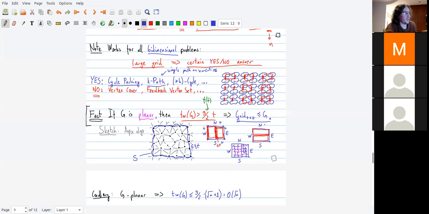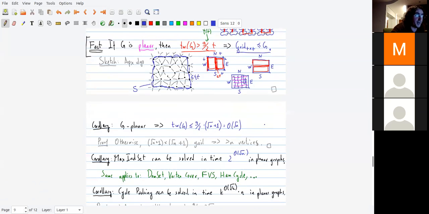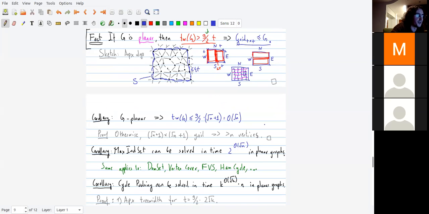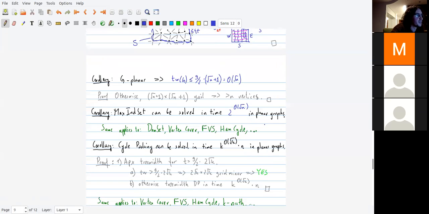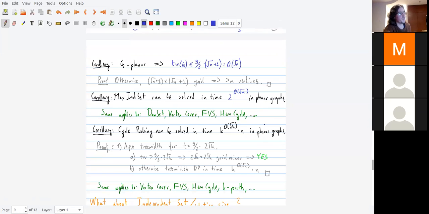Good. So this was a sketch of a proof of the grid minor theorem for planar graphs, which has a linear dependence of the Treewidth on the requested grid size. And we can get some very nice corollaries of this fact. So one corollary is that if I have a planar graph on n vertices, then the tree-width of an n-vertex graph is order of square root n.